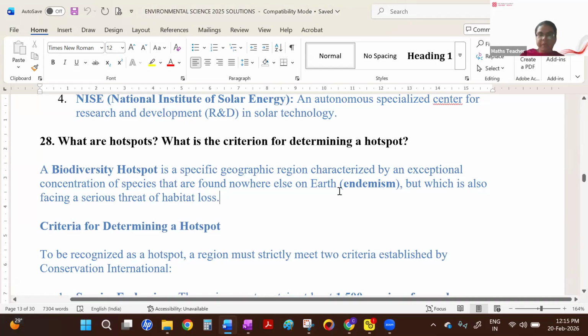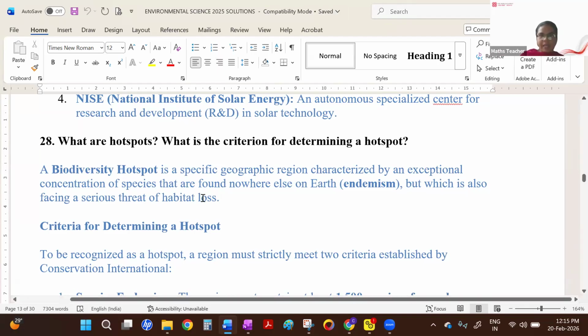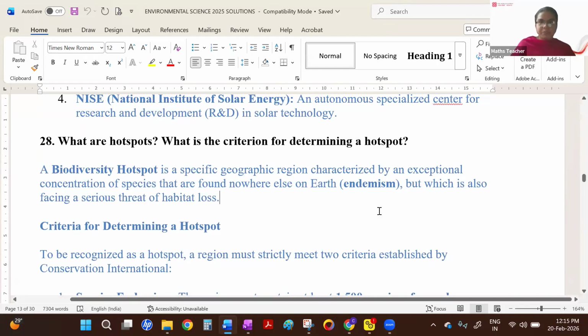So a biodiversity hotspot is a specific geographic region. It has an exceptional concentration of species. It will have a number of trees and plants, and also a number of animals, birds, and everything. And also, what is meant by endemism? Endemism means species which are found only in that particular region. So in a hotspot, you have a number of endemic species. These species won't be found anywhere else in the world, so it is very important to safeguard them. Where you can see endemic species, that region is what we call a hotspot.